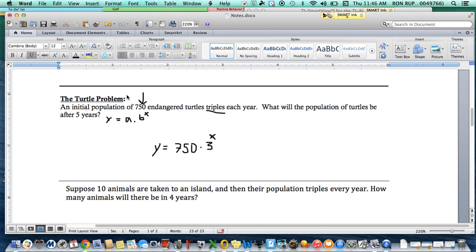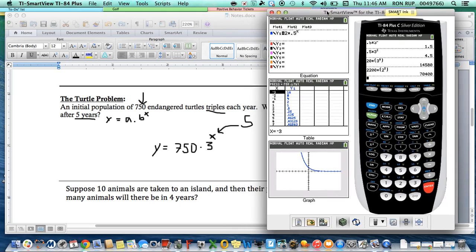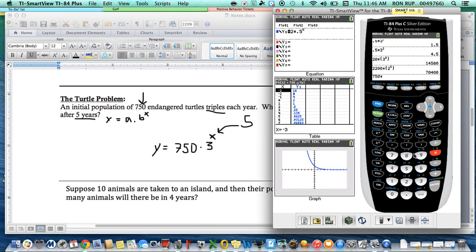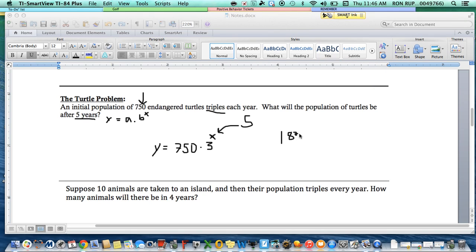The second half of the story problem wants us to find out what that would be after 5 years. So you're just going to take 5 and plug it in for x. So when you do that, I'm going to use a calculator. That gives us 182,250 turtles. And we were able to figure that out just by making this equation.